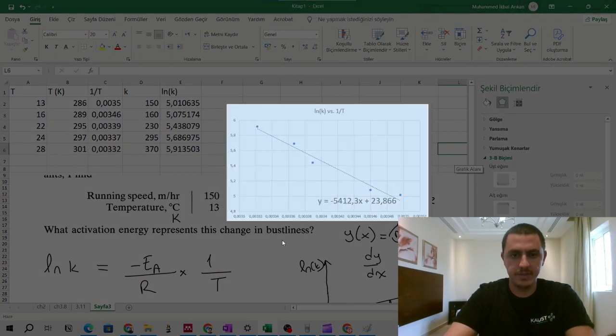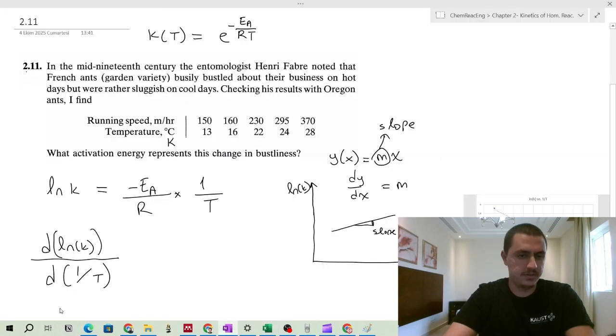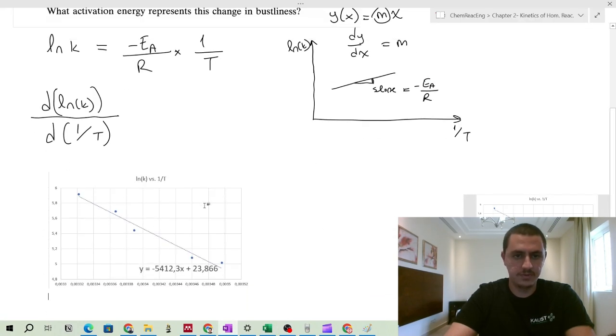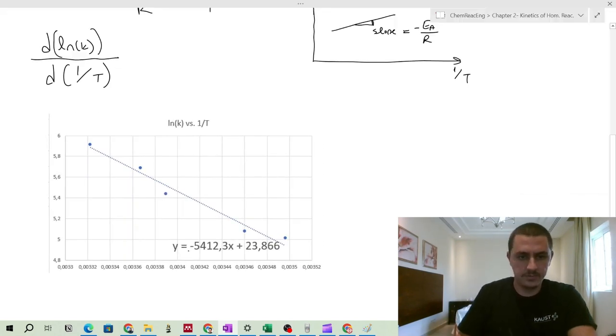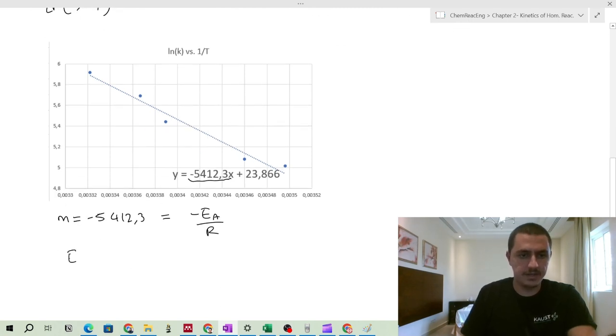So let's copy this to our solution page. Now we can say that this slope value, m, is now calculated, and that's equal to minus EA over R. So that means EA, the minus signs will cancel each other, will be 5,412.3 multiplied by R.